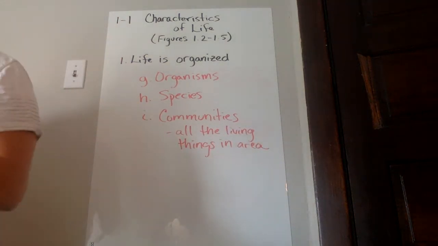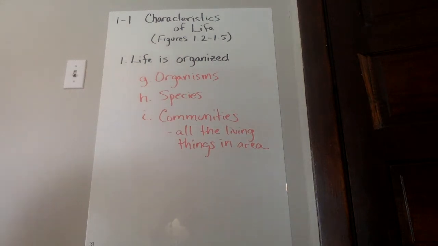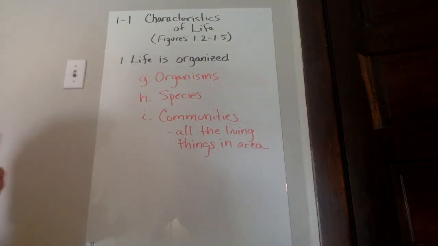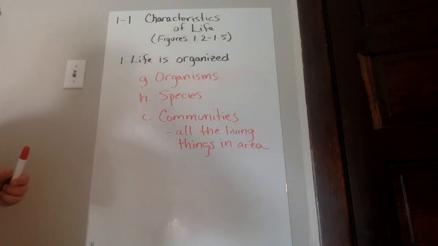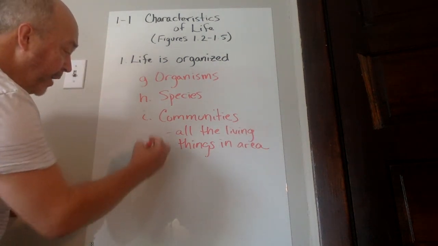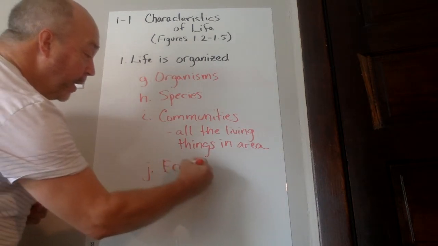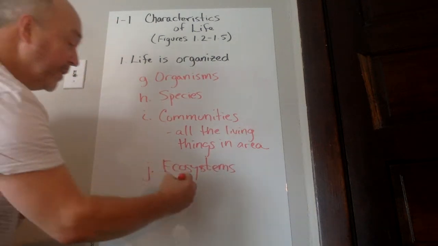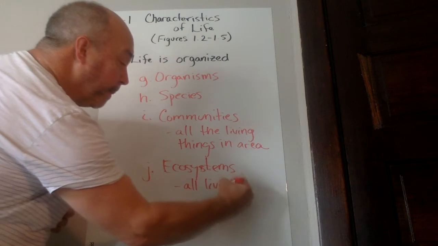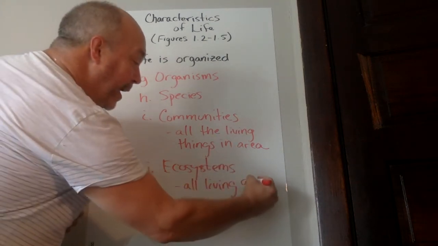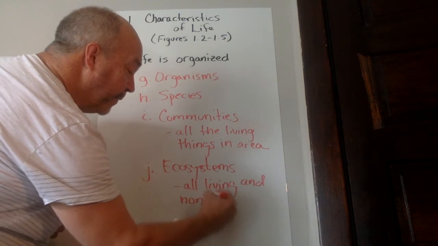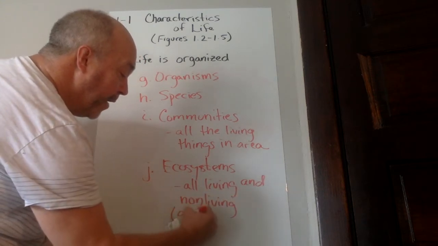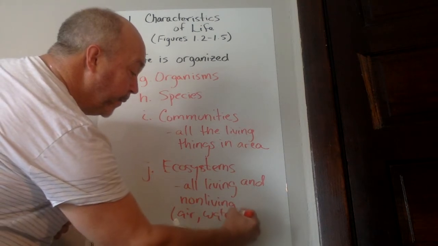So even if you were to just take the city of Pittsburgh, we could talk about the community of living things in Pittsburgh, all of the plants, all of the fungi, all of the protists, all of the animals, all of the bacteria. These are all considered living things. Communities are the next level, and we build then into what are called ecosystems. Ecosystems are all the living, i.e. the communities, and non-living things. This would be the air, the water, and the land.